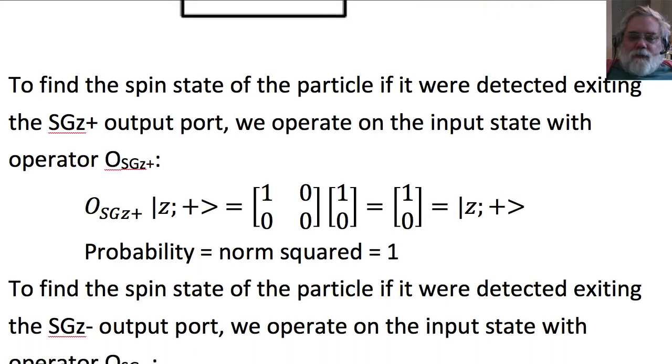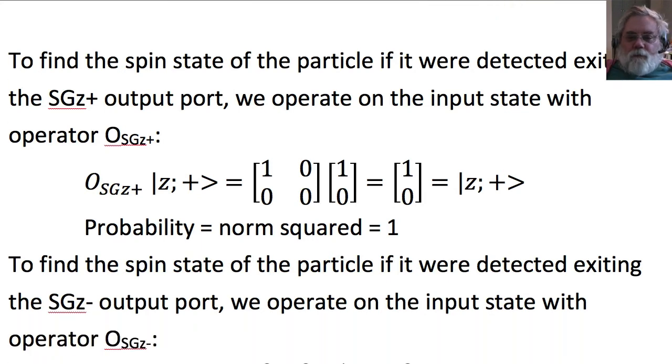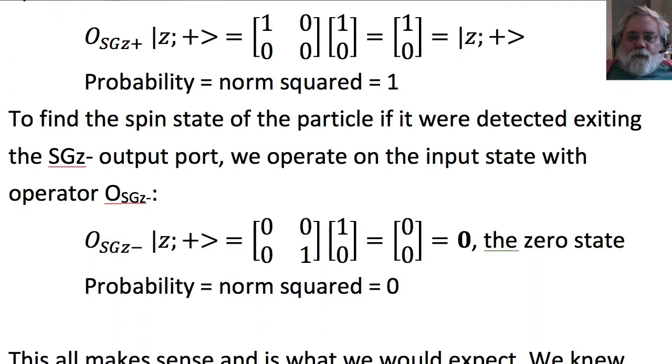To find the spin state of the particle if it were detected exiting the SGZ minus output port, we operate on the input state with the operator for SGZ minus. We already know that operator, it's 0, 0, 0, 1. We operate on it. We get 0, the 0 state, and its norm squared is 0. So if we start with Z plus and we feed it into an SGZ machine, every atom that we feed in comes out the Z plus output port, and none come out the Z minus output port.